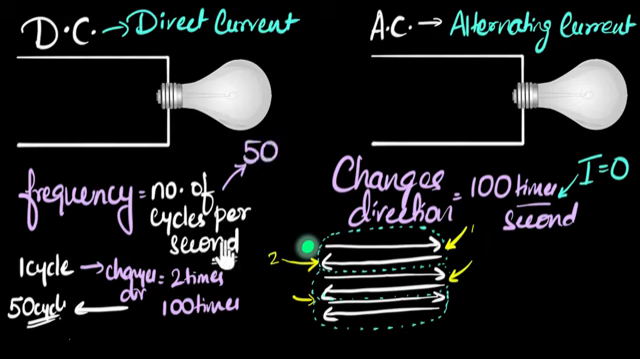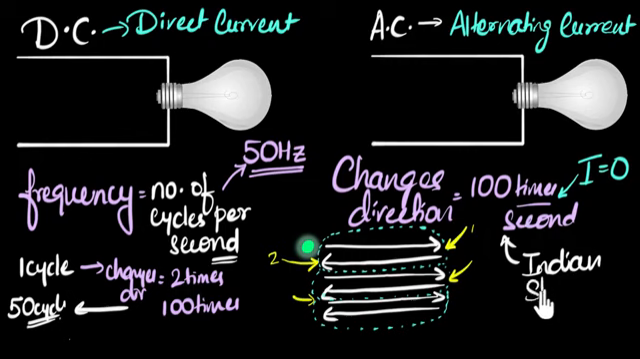Cycles per second is also often called hertz, named after the scientist Heinrich Hertz. So notice, if the current is changing its direction, or if the current goes to 0, 100 times per second, that means the frequency is half of that, 50 hertz. And since this is the standard chosen in India, this is the Indian standard, everywhere in India we get about 50 hertz frequency of alternating current. This is an Indian standard.